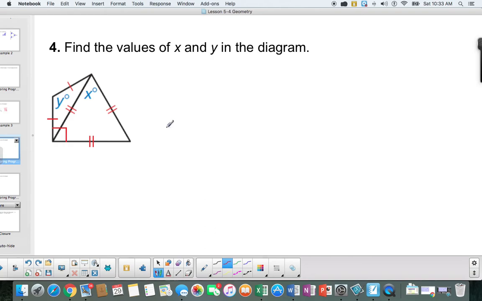All right, in this one, I have an equilateral triangle, so that means I know all these angles are 60. Why don't you stop the screencast and see if you can figure out all of these answers.